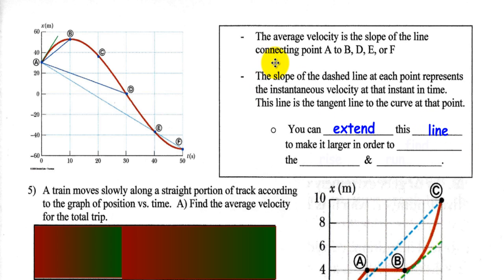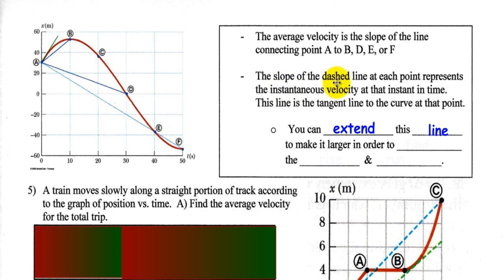So it says the average velocity is the slope of the line connecting points A to B, D, E, or F. So if I found this line here from A to B, that would give me the average velocity, because again, it would be your change in position over your change in time. If I wanted to find the average velocity from A to D, just like before, it doesn't matter that it's curving, connect those 2 points, find the slope of the line.